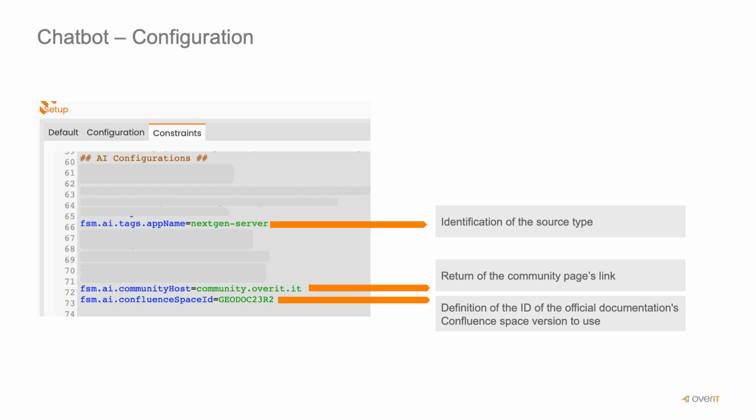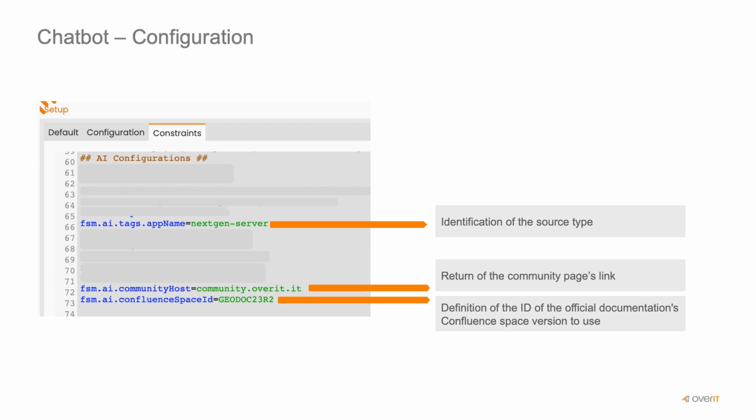Before starting using the chatbot, it is necessary to correctly configure it. In the System Parameters file, Constraint tab, define the community host and Confluence Space ID parameters. They are used by the chatbot to create the final community pages link. The community host is the host of the community portal, while the Confluence Space ID is the identification of the official documentation's Confluence space, and it changes version by version, allowing to define the version to use.